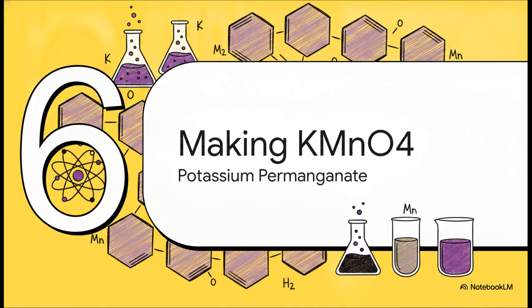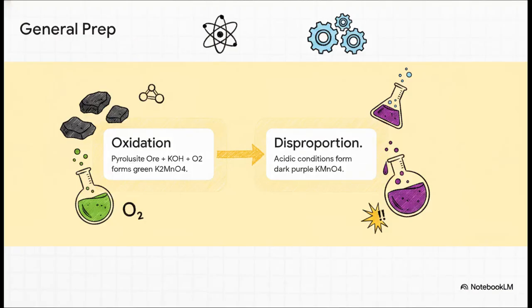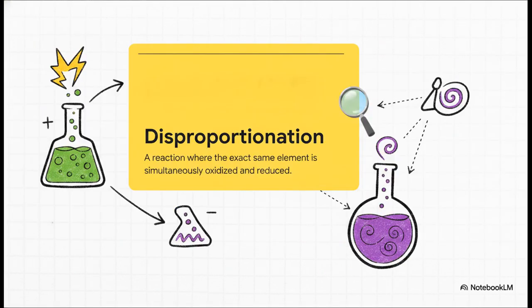Finally, Section 6. Making KMnO4, potassium permanganate. Let's ground all this fantastic theory in a real-world application. In a general lab setting, making it is a highly logical two-step journey. First, you take raw pyrolusite ore, which is MnO2, and react it with potassium hydroxide and oxygen. This oxidation step creates a dark green intermediate called potassium manganate. Then, you put that green solution through an acidic disproportionation reaction, and boom, you get the famous dark purple potassium permanganate. Now you might be wondering, what exactly is disproportionation?